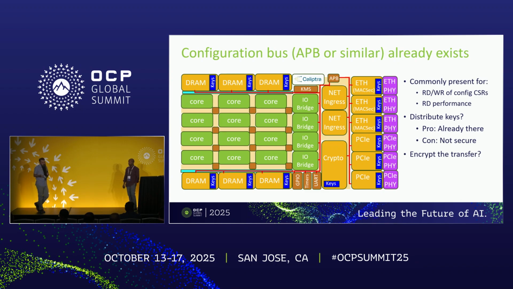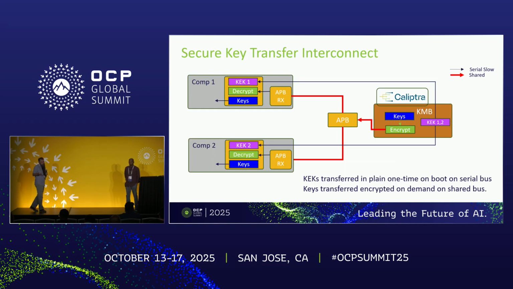So one thing to highlight is that there's already an interconnect that's connecting all of the components together in order to deliver configuration information. This allows software to configure the chip, to set it up, to check telemetry data and all these kinds of things. It already exists, and it would be really nice to be able to just reuse it. And so our thinking was, let's reuse it by essentially having point-to-point keys.